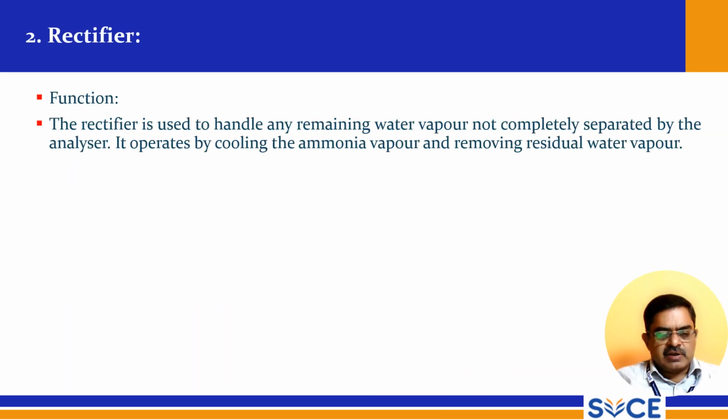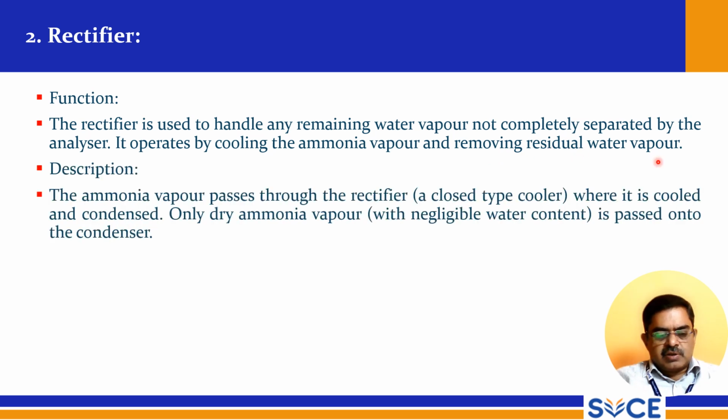Next we have the rectifier. The rectifier is used to handle the remaining water vapor not completely separated by the analyzer. So there will be residues of water particles, and those should be removed. So here a rectifier is used for that purpose. It operates by cooling the ammonia vapor and removing residual water vapor. The ammonia vapor passes through the rectifier. It is a closed type cooler where it is cooled and condensed. Only dry ammonia vapor with negligible water content is passed on to the condenser.